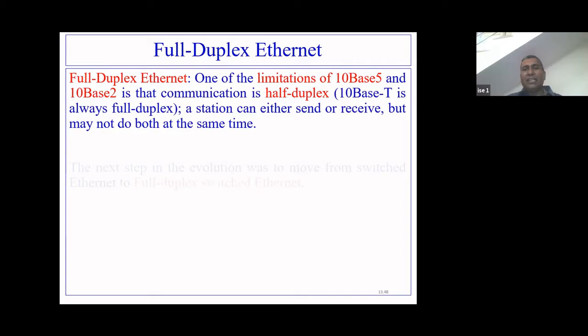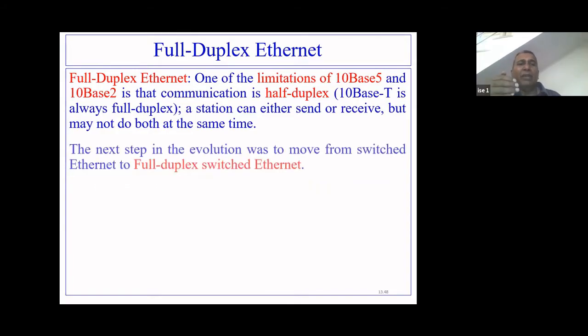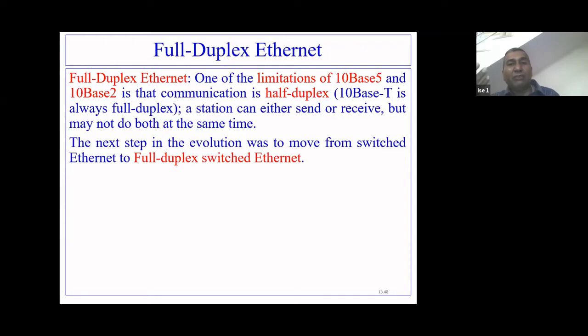So the biggest disadvantage of 10 base 5 and 10 base 2 was that the communication was half duplex. Half duplex means the cables were there, but either they could receive the data at a time or send the data at a time, but not both receive and send at the same time. So the biggest disadvantage associated with 10 base 5, that is thick net, and 10 base 2, which is thin net or cheaper net, was half duplex communication.